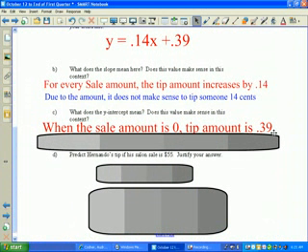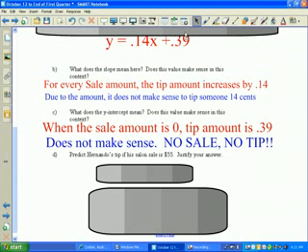The next question asks, does this value make sense in this context? Does it make sense that if you did not make a sale, you get a tip of 39 cents? Hopefully you said no.